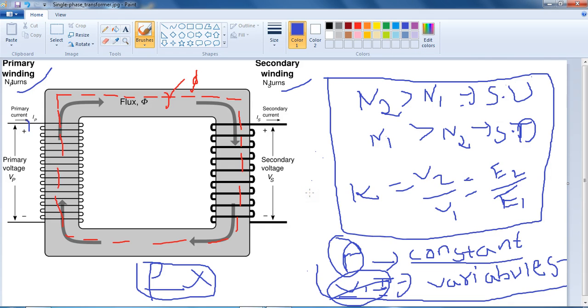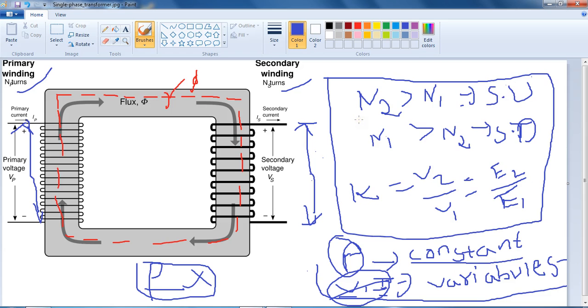In transformers we have the primary winding and the secondary winding. What is the primary winding and what is the secondary winding? If you apply the voltage at these terminals, this is called the primary winding, and if you take the output voltage at these terminals, that means the load voltage, this is called the secondary winding. So the terminals to which the applied voltage is connected are called the primary winding. The terminals at which the output voltage, that is the load voltage, is taken are called the secondary winding.